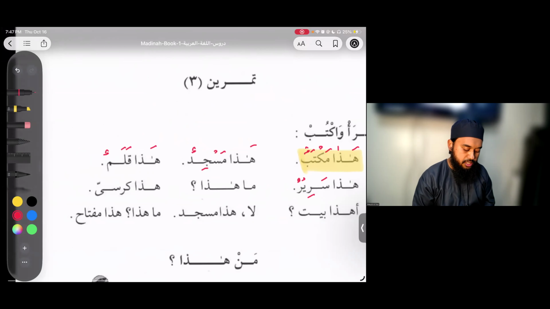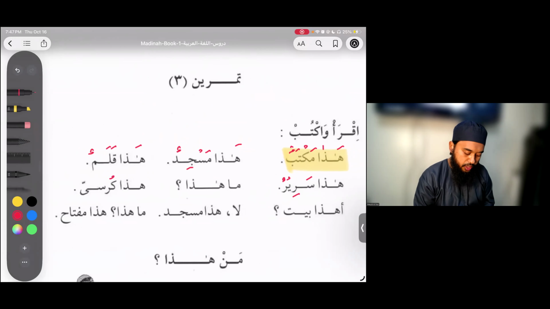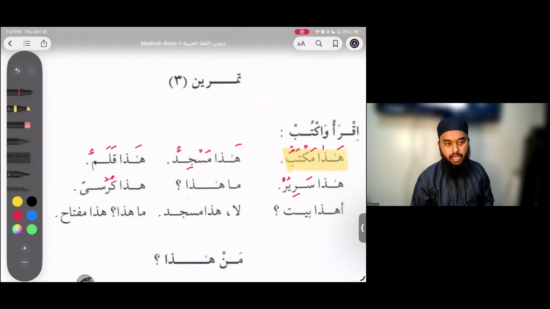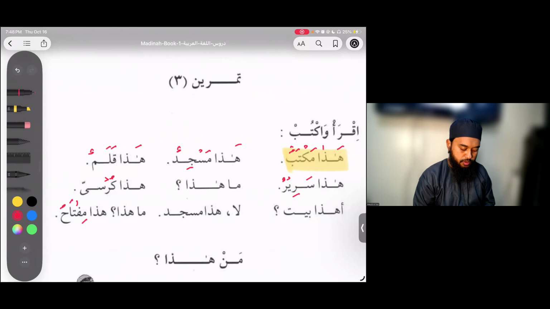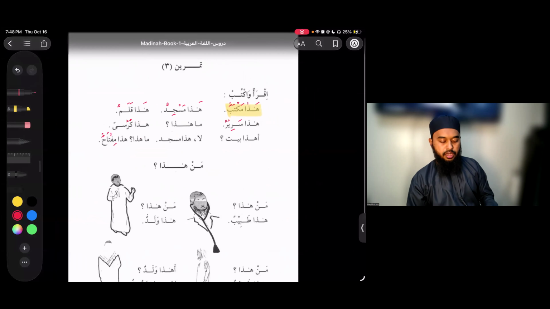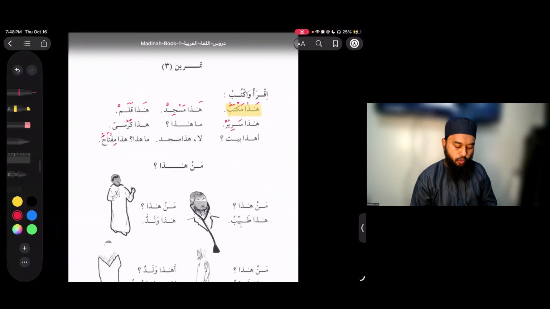هذا, you're not going to say kursi, you're going to say هذا كرسي, chair. You're not going to say beat or bat, you're going to say هذا بيت, which is to say house. لا, هذا مسجد. ما هذا, you're not going to say هذا مفتاح, you're going to say هذا مفتاح. Because you know these words. Key, right?